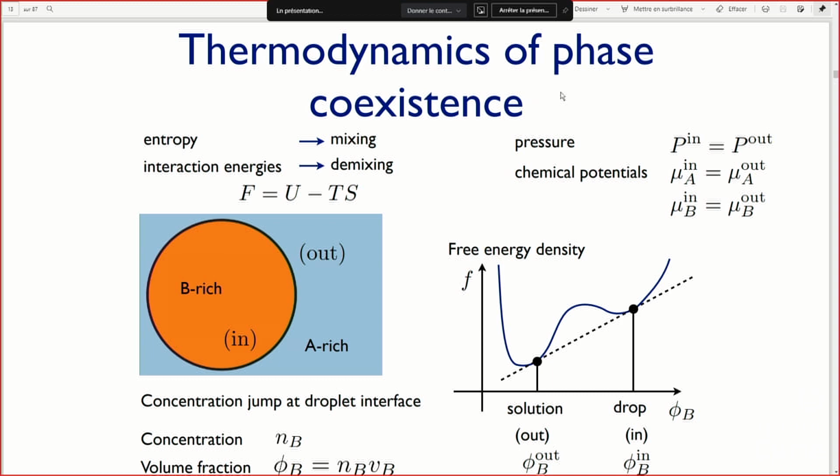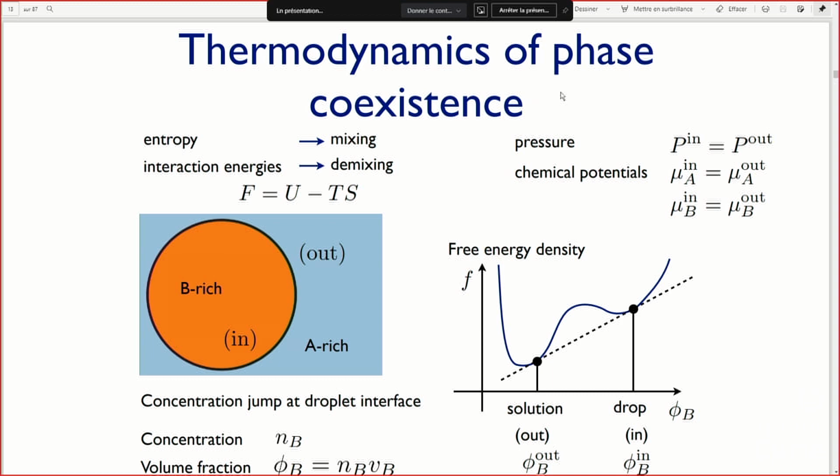So these phenomena can be understood with classical thermodynamics of phase coexistence, with a free energy which depends on composition. The density of this free energy is a local quantity and can have a curvature that changes sign. As a consequence, there can be a coexistence of two different states which have the same chemical potentials, same pressures, same temperatures, and this can be identified by such a Maxwell construction.